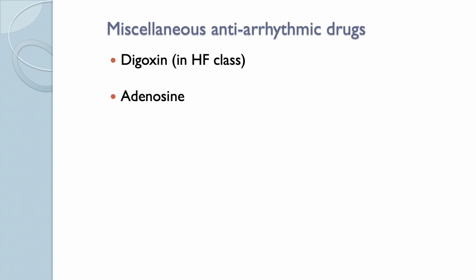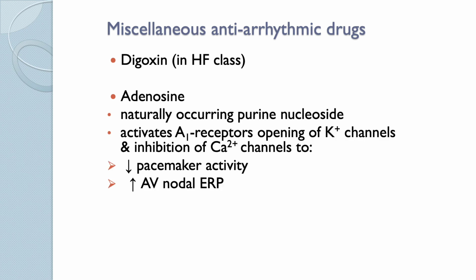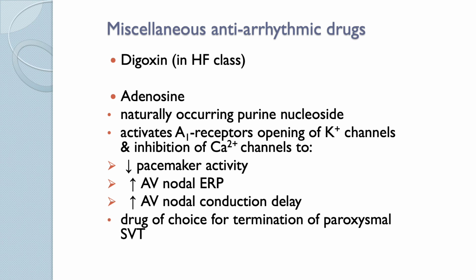Right, so there are also other antiarrhythmic drugs which I already explained a little bit more in heart failure, such as digoxin. Digoxin is also a very old class of antiarrhythmic drugs that can be used. Another one is adenosine. It's not very popular to use. Basically it acts on the adenosine A1 receptors, therefore causing the opening of the potassium channels and inhibition of the calcium channels. So it's mainly used for termination of paroxysmal SVT type of arrhythmia.